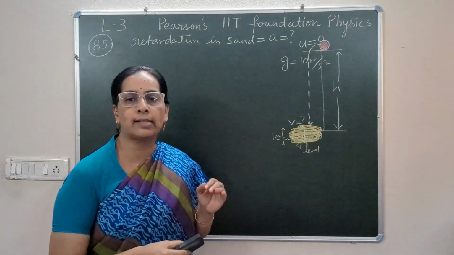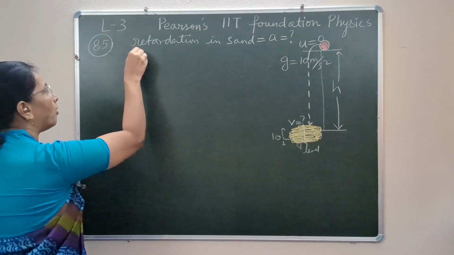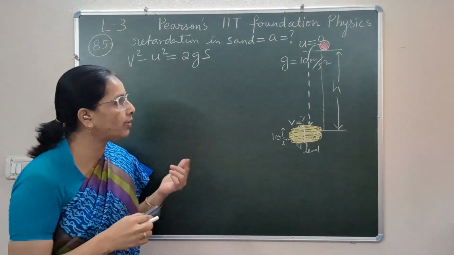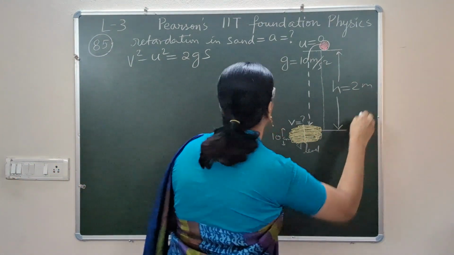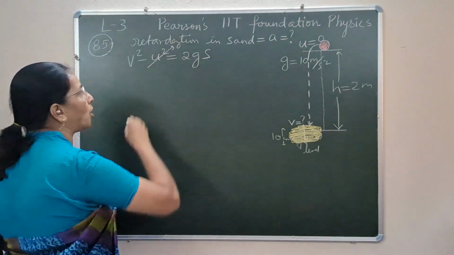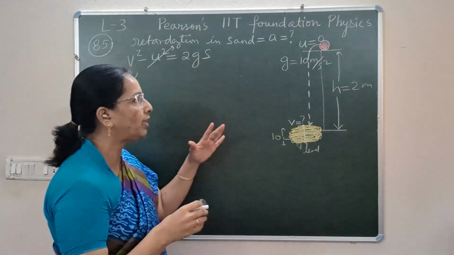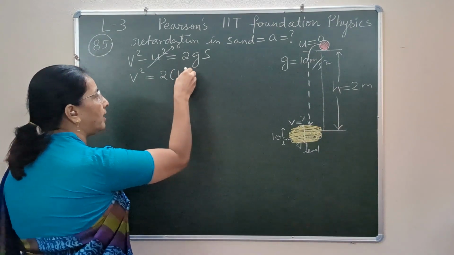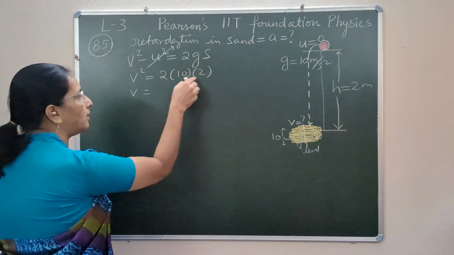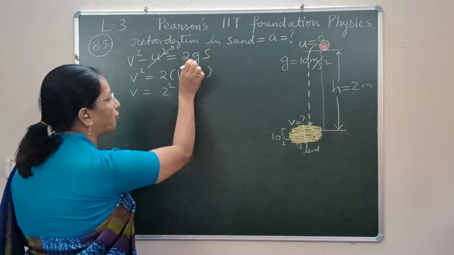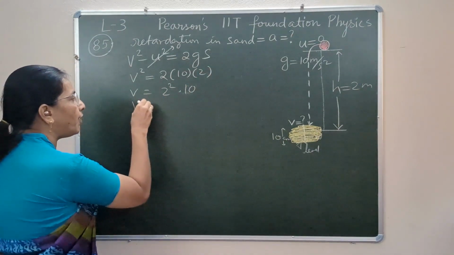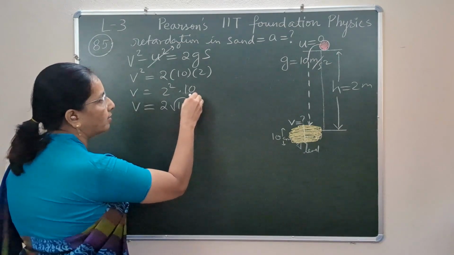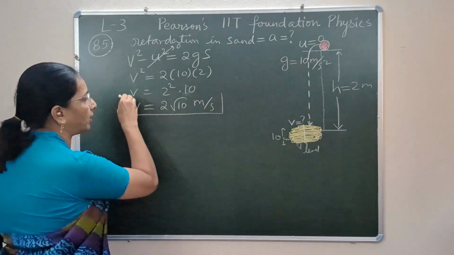First, let us use the third equation of motion, that is v squared minus u squared equals 2gs. The height is given, 2 meters. The initial velocity of the drop is 0. The final velocity with which the object hits the sand is v. So v squared is 2 times 10 times 2, so v is 2 square root of 10. The final velocity of hitting the sand is 2 root 10 meters per second.